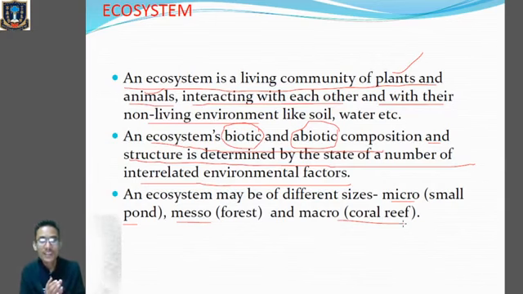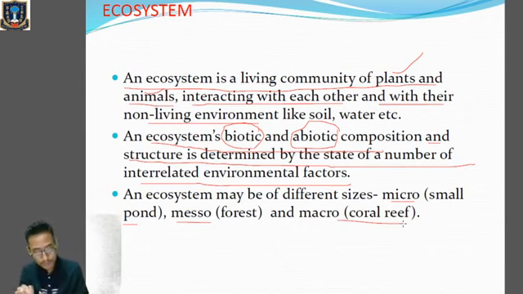So major effort needs to be put forward in order to preserve those ecosystems where there is still no interference by human beings. We have to preserve those ecosystems which are still untouched, which are not under the control or influence of human beings.